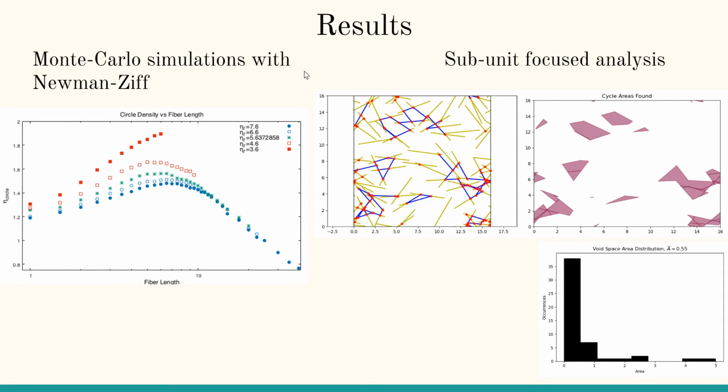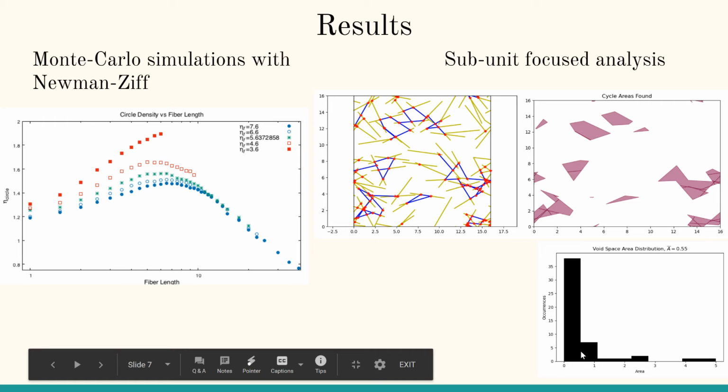Here are some of the preliminary results that we have so far. On the Monte Carlo side, we can see that when the fiber length is around 6 times the diameter of the circle, there are repeating peaks in the percolation threshold. And on the subunit focus side, here is a graph of the intersection points and the fibers, and then a graph of the cycles that my algorithm found, and a histogram of those polygonal areas found from my algorithm.